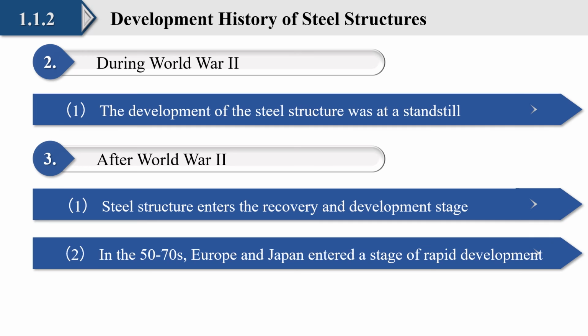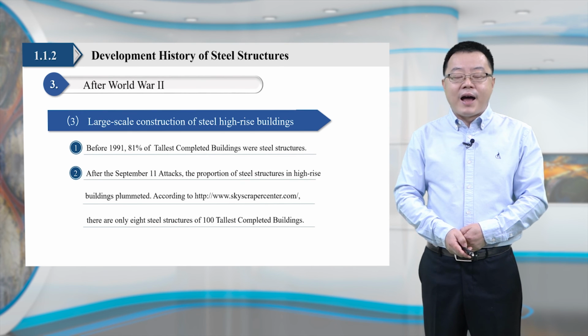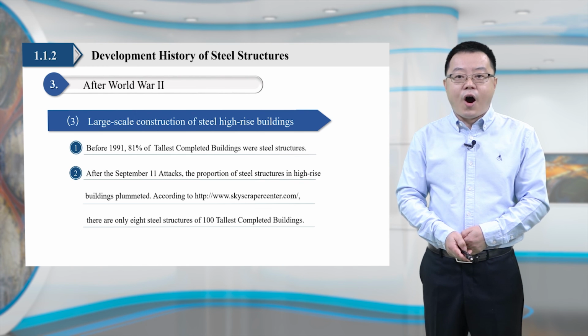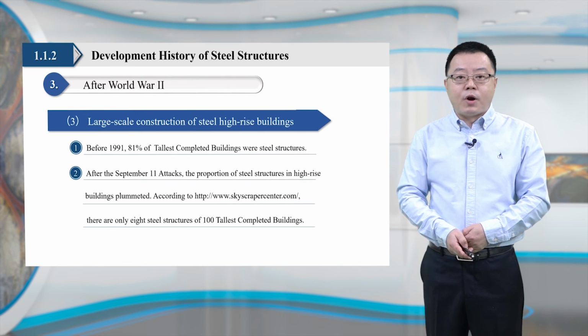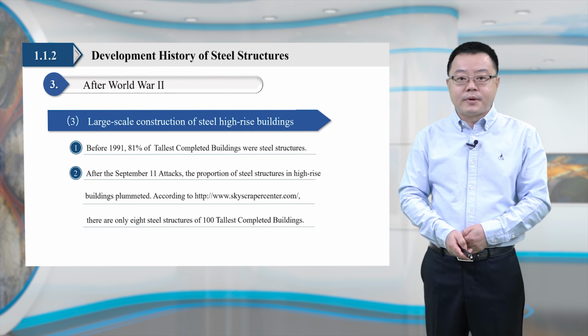In the 50s to 70s, Europe and Japan entered a phase of rapid development. Before 1991, 81% of the tallest completed buildings were steel structures. However, after the September 11 attacks, the proportion of steel structure in high-rise buildings dropped to 8%.